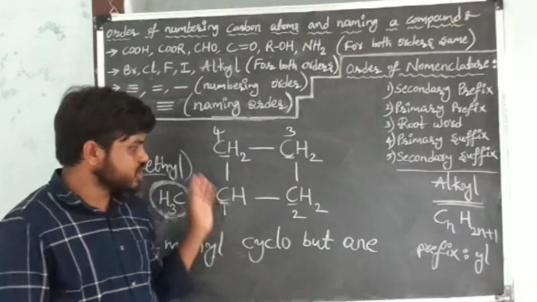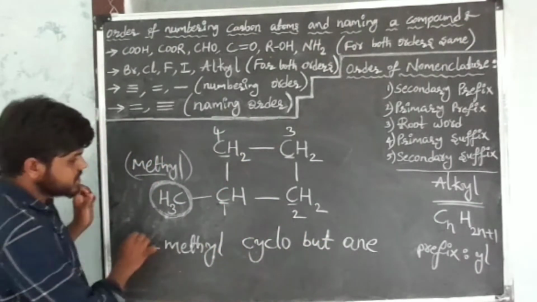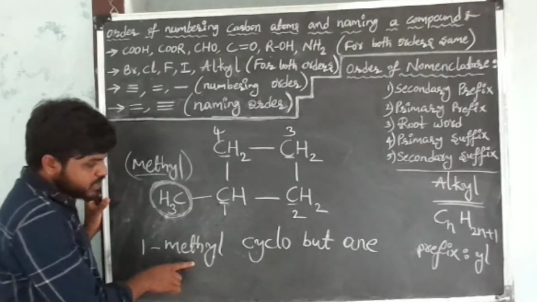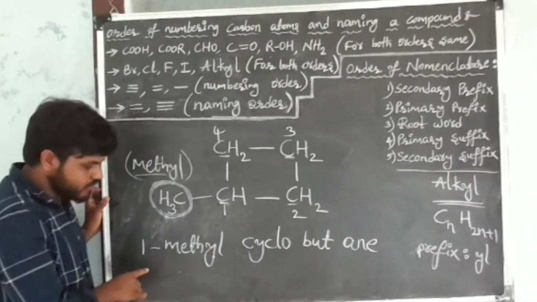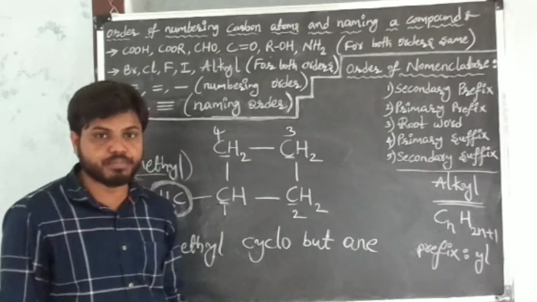After writing the primary suffix, go to the secondary suffix. Secondary suffixes are functional groups. Functional groups are not present in the given carbon compound. So our required IUPAC name of the given carbon compound is 1-methyl cyclobutane.